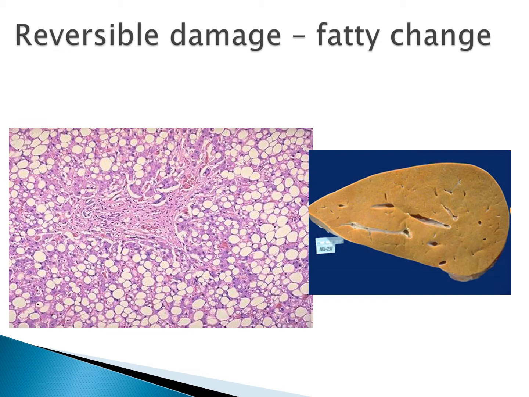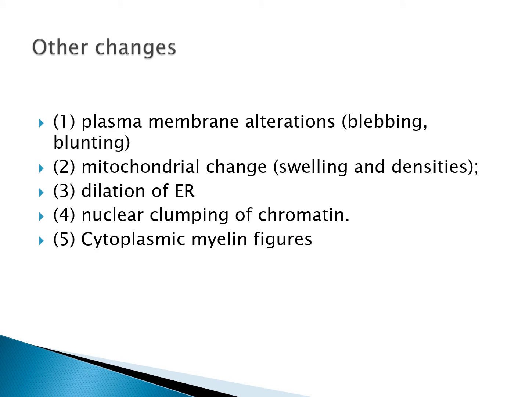these fatty droplets. At the electron microscopic level, we have other changes that cannot be appreciated by macroscopic and microscopic appearance. We need more detailed studies to see these changes at the level of the organelles. We need the electron microscope. The main changes in reversible injury are plasma membrane alterations in the form of blebbing and blunting. But remember here that the plasma membrane is still intact, بس منتفخ.